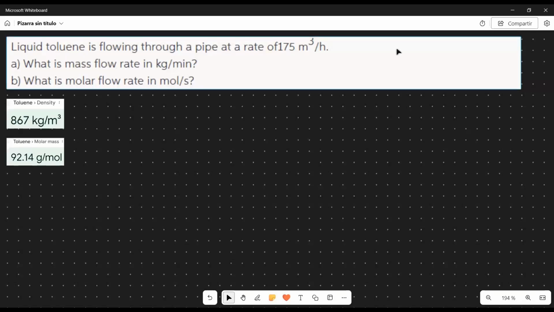All right, in this video, we're going to be solving a set of introductory problems on material balances from chemical engineering, all of which you can find in the textbook. But here, I'm going to be explaining how to solve them step by step.